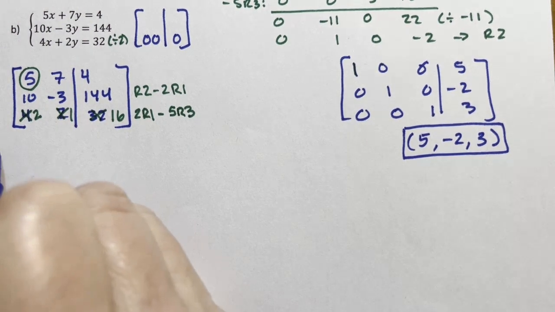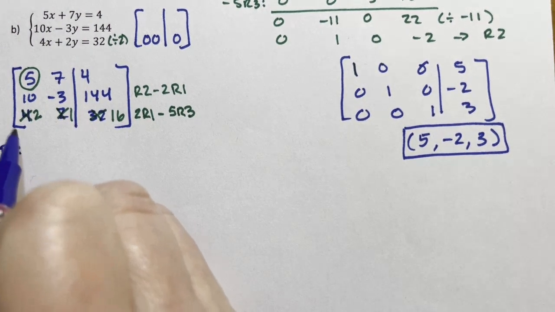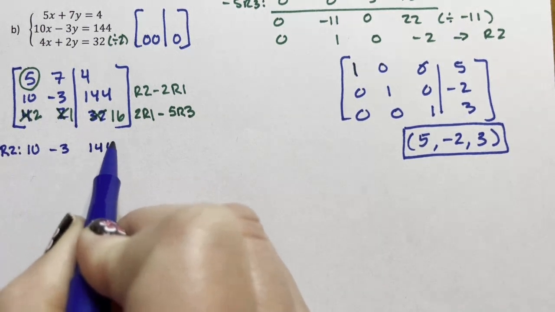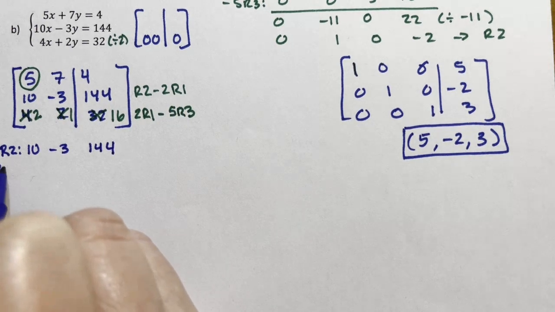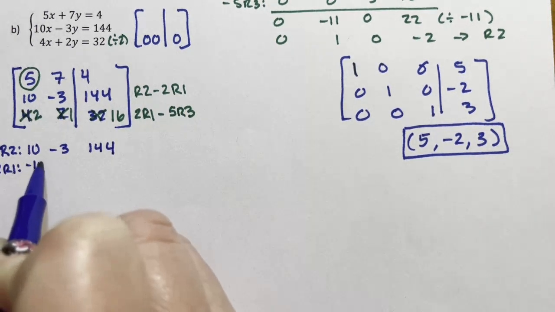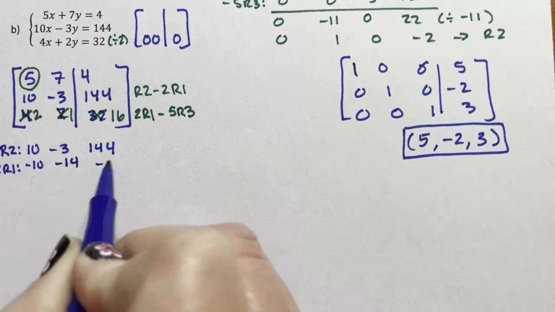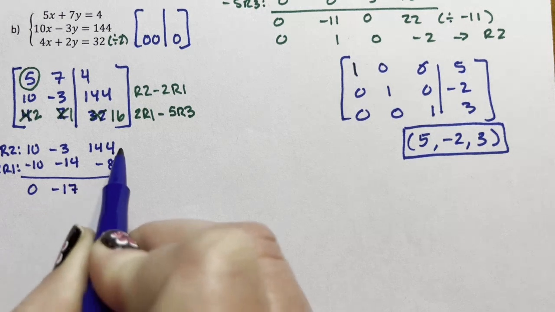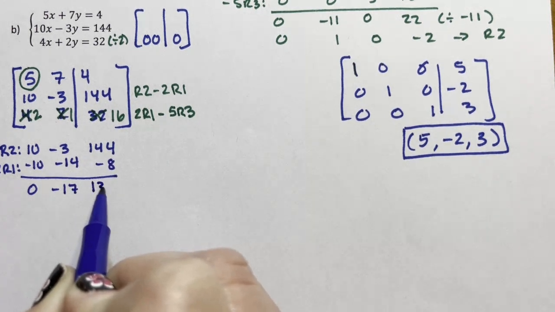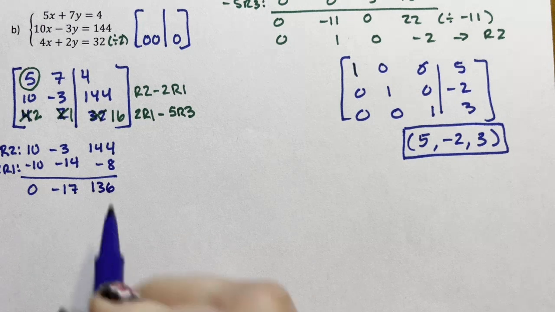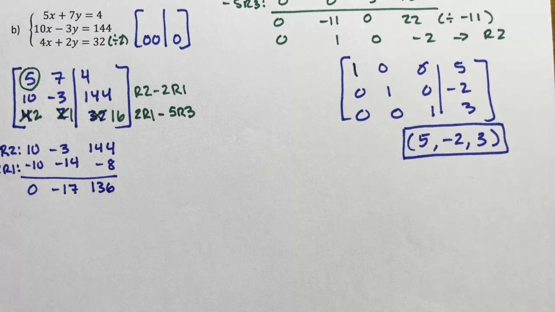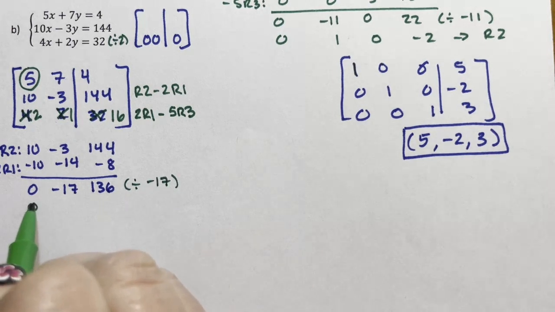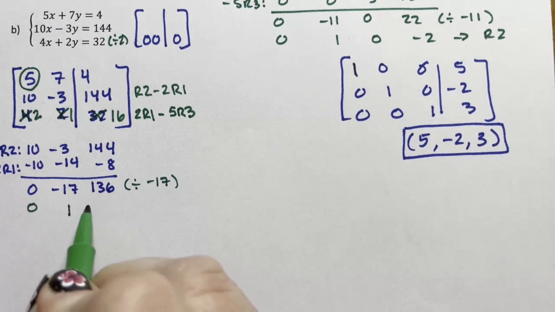Okay. So row 2 is 10, negative 3, and 144. Negative 2 row 1 is negative 10, negative 14, and negative 8. And this becomes a 0, a negative 17, and a 136. I am going to go through and divide this by negative 17 and get 0, 1, negative 8.